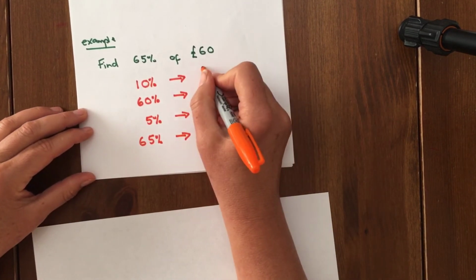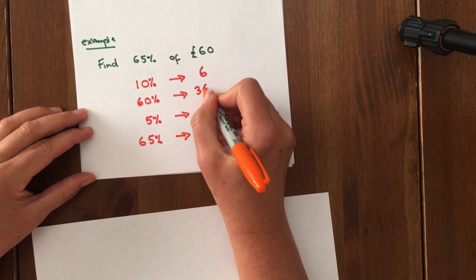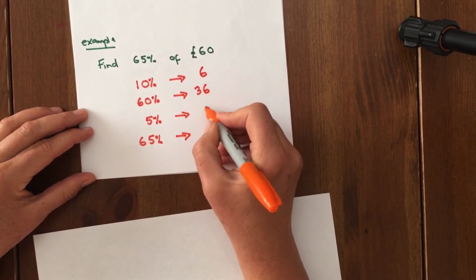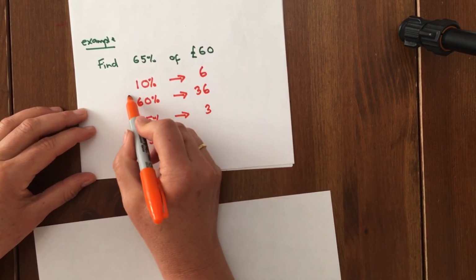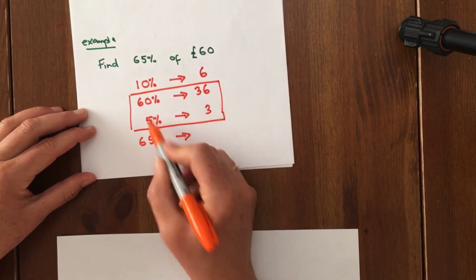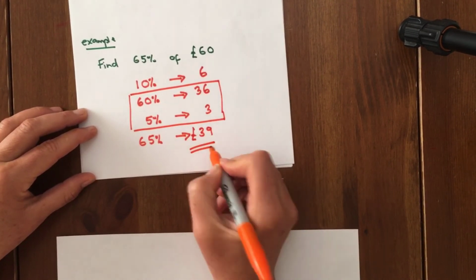So 10% is 6, times that by 6 to get 60%. Half the 10% to get 5%, and I'm just adding these 2 here to get 65%. So I get £39 as my answer.